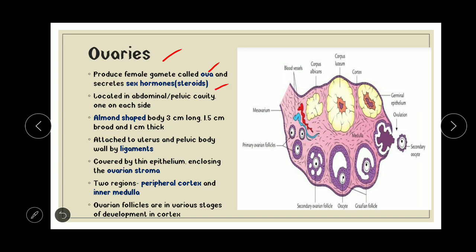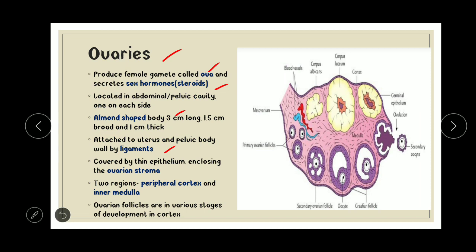Then it is located in the abdominal or pelvic cavity, one on each side, one on the right side and another on the left side. In some animals like birds, only one of the ovaries is functional to reduce weight, as they have to fly at great heights, so they must reduce their weight. Then it is almond shaped, 3 cm long, 1.5 cm broad, and 1 cm thick. These are the dimensions, and it is attached to the uterus and pelvic body by ligaments.